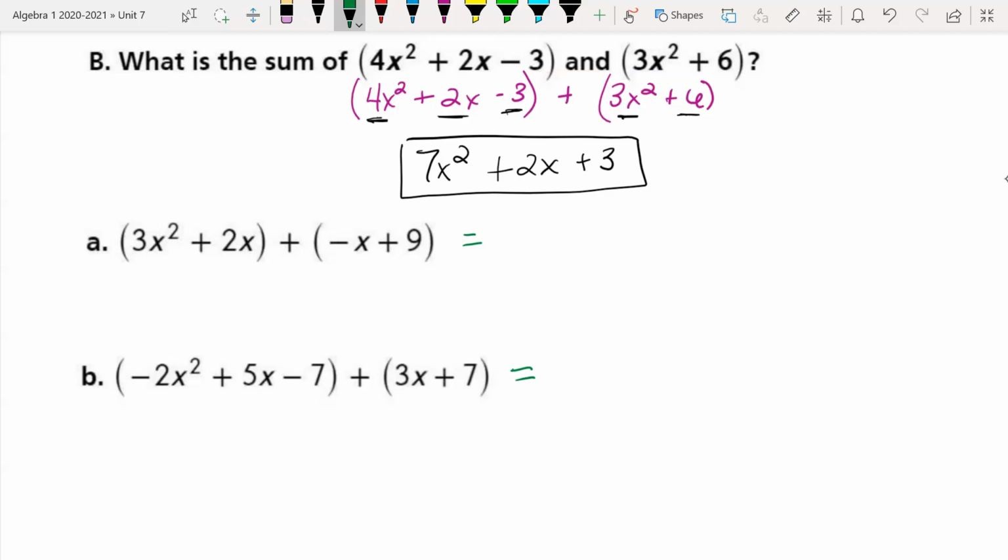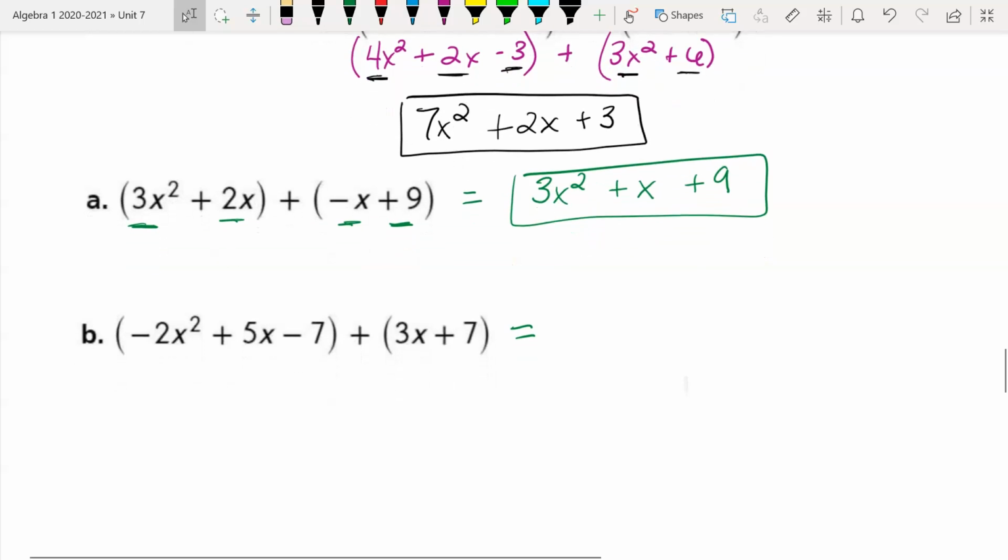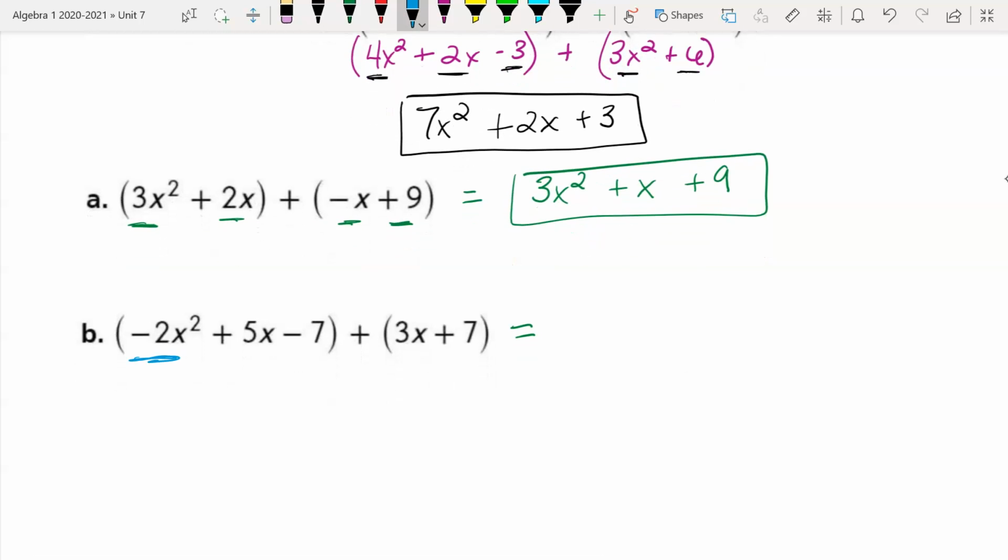If you've had a chance to try it. So 3x squared. There are no other x squared, so I'm just going to put that out there. 2x minus x will give me 1x, and then positive 9 at the end. Bottom one, there are no other x squared, so I'll say negative 2x squared. 5x plus 3x will give me 8x. Negative 7 plus 7, they cancel. So that would be my answer.